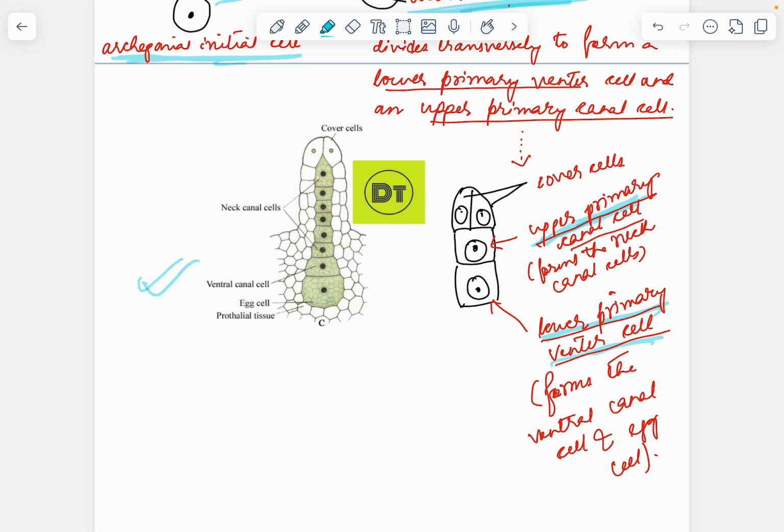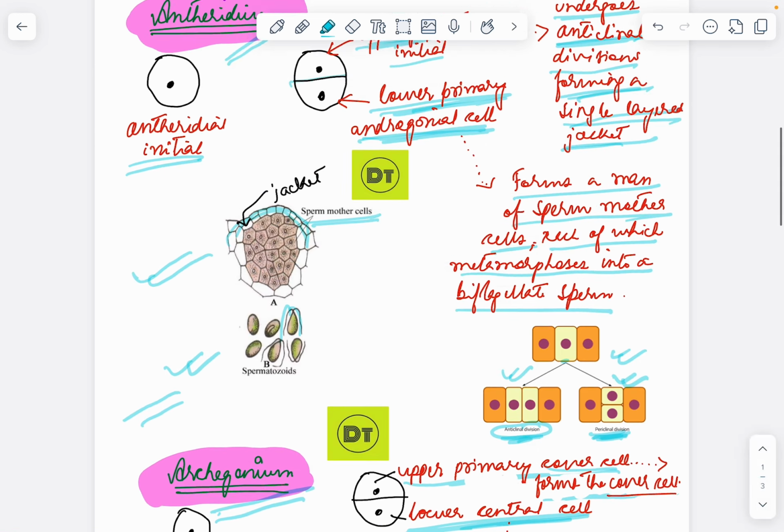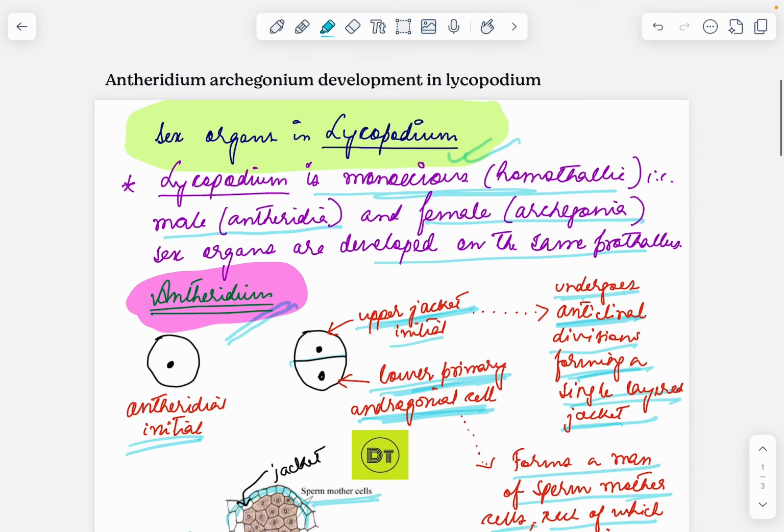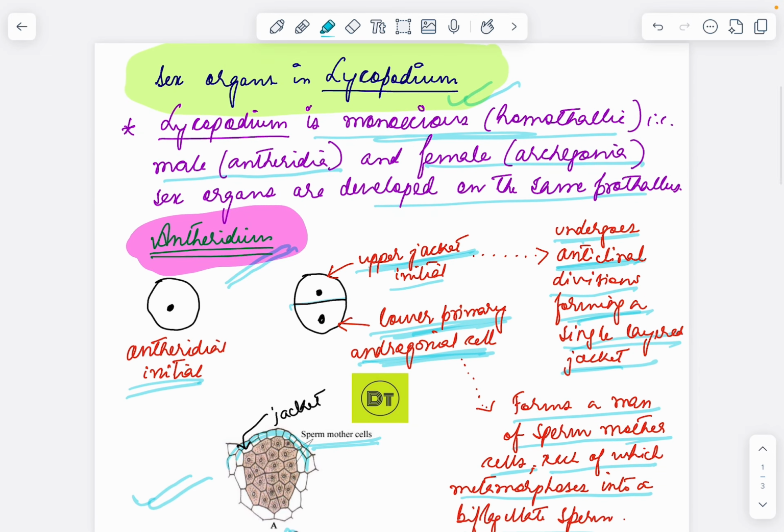This is a picture of the archegonium. You can see these are the neck canal cells, and these are developed from the upper primary canal cells. Then below here in the archegonium, you can find a swollen portion known as venter. And this venter contains two types of cells, that is ventral canal cell and egg cell. These two cells are formed from the lower primary ventral cell. Clear? So this was about the development as well as the structure of antheridium and archegonium in Lycopodium.